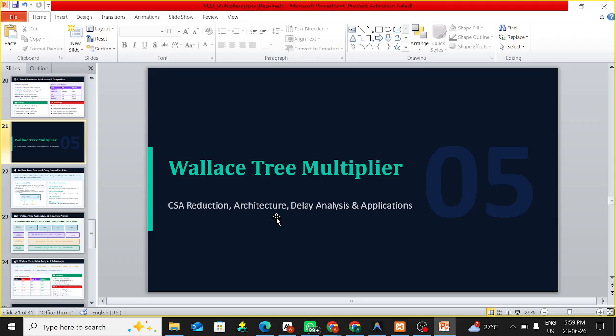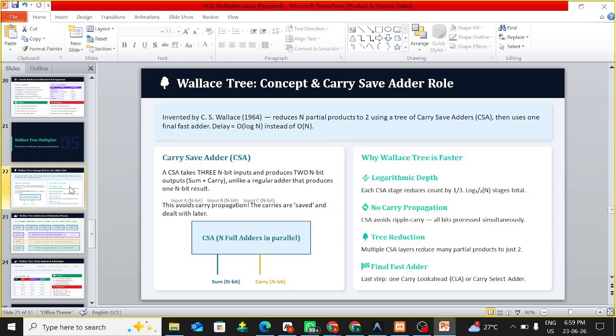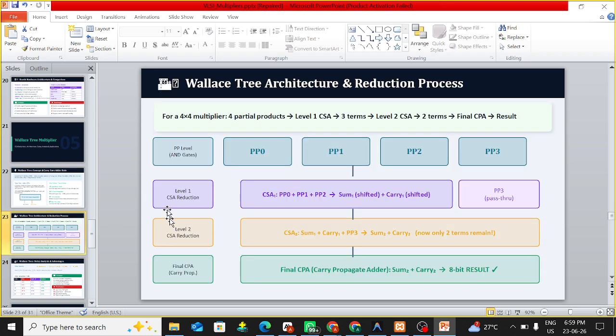So why do we need Wallace tree? Just consider a 4x4 multiplication. Just think you have a 4 into 4 multiplication.